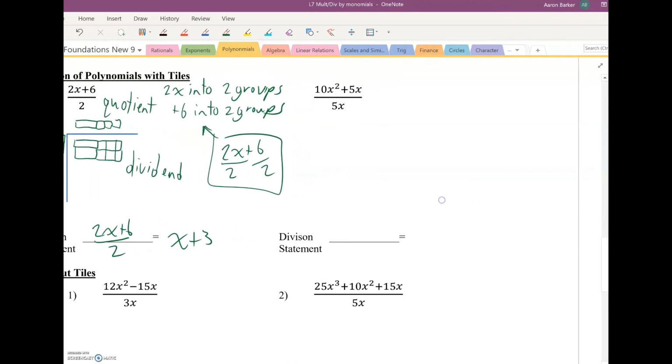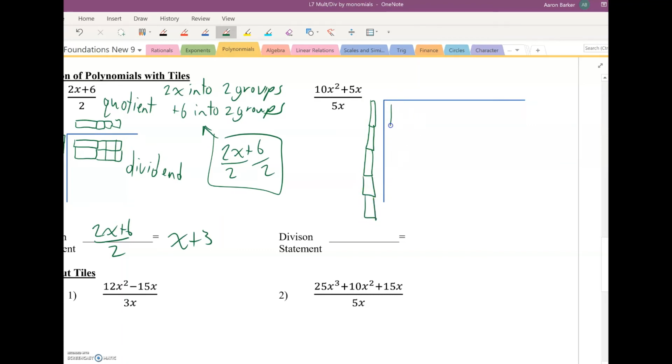Next one over here. If we have this one here, it gets a little bit weird again. A lot of students will do this as a multiplication and then draw it out as a division, so you can kind of cheat a little bit. So 5x is my divisor. It's very helpful to start with this side, which I should have done in the first example.